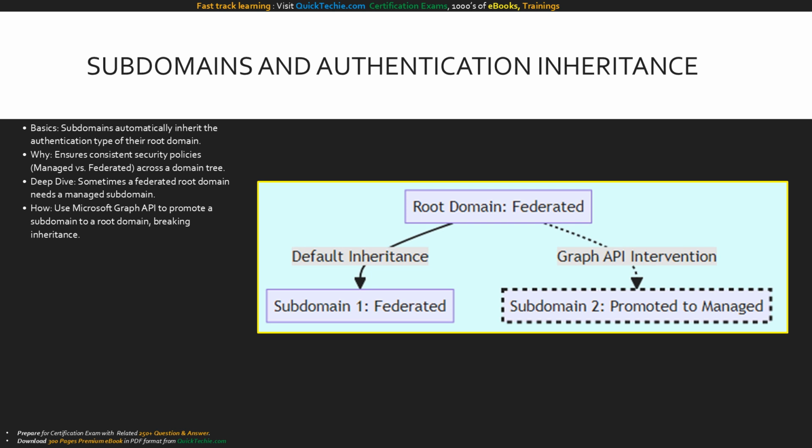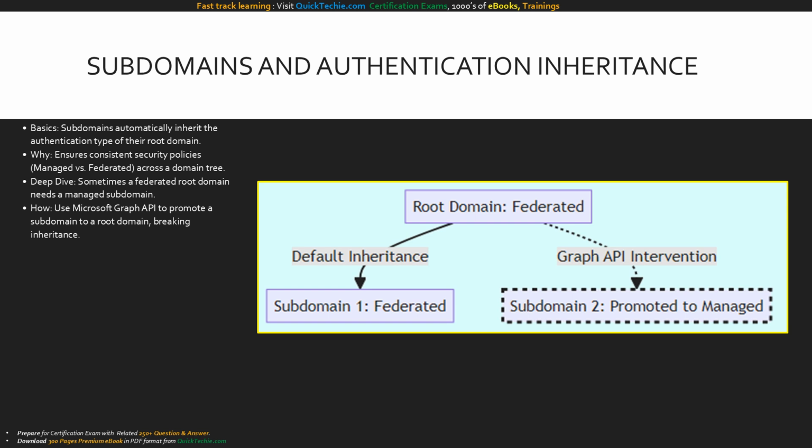But what if you want the subdomain to be managed natively in the cloud, in the Entra Admin Center? This action will fail with a property error. The solution requires utilizing the Microsoft Graph API. By making an API call, you can promote the subdomain to be treated as an independent root domain in Entra ID, completely breaking the inheritance. This allows you to set the subdomain's authentication type to managed, isolating it from the parent domain's federation rules. This is a critical technique for complex enterprise architectures.